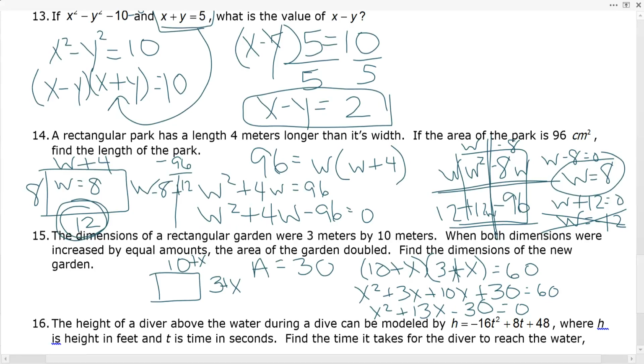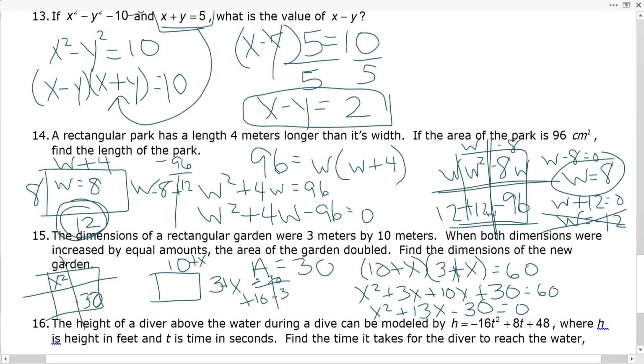Sum is 13, and the product is negative 30. Factors of negative 30 are going to be 10 and 3, and the 10 is positive and the 3 is negative. So in my box, see how I don't have any room? x squared minus 30 plus 10x minus 3x.